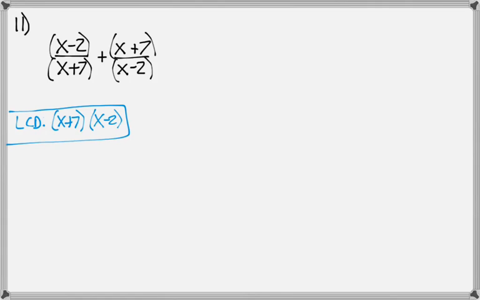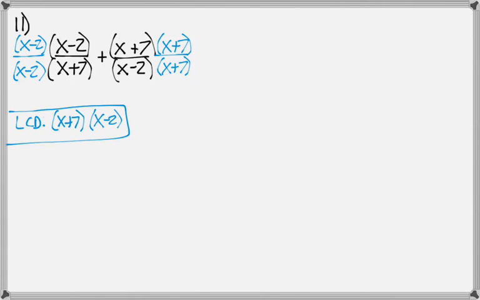So the first one has an x plus 7, but it's missing an x minus 2. But then I also need to multiply the top by x minus 2 to keep it legal. The bottom one, or the right one, has an x minus 2, but it's missing an x plus 7. And then to keep it legal, you need to multiply the top by x plus 7.